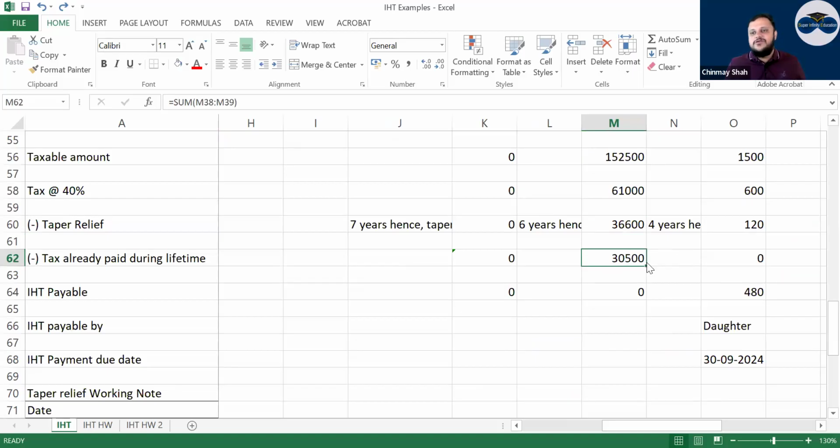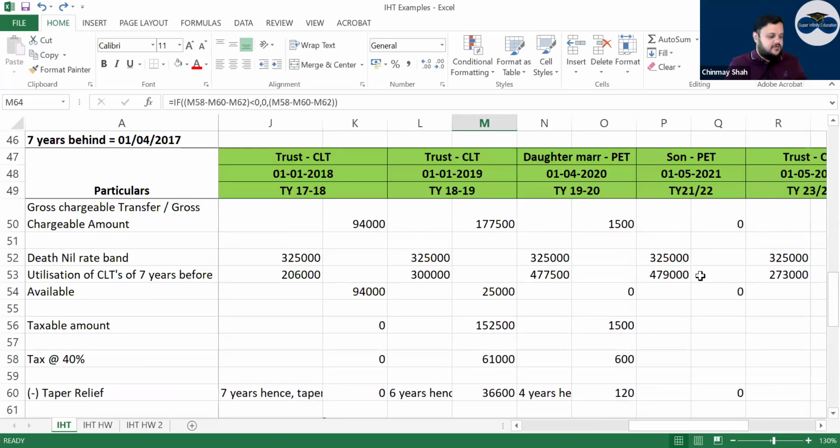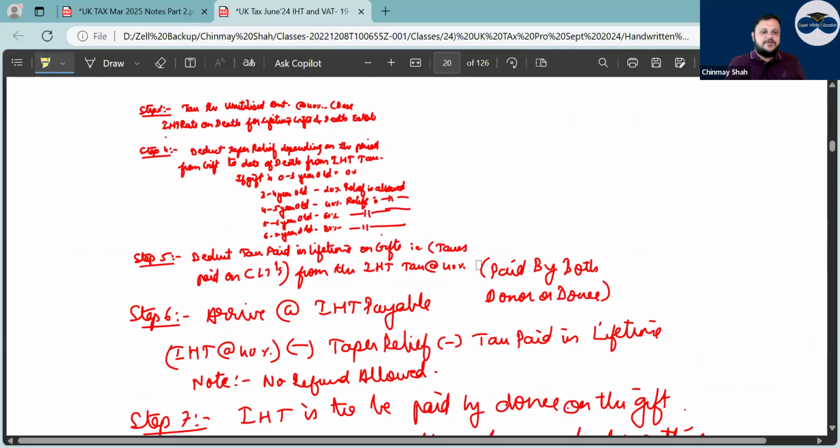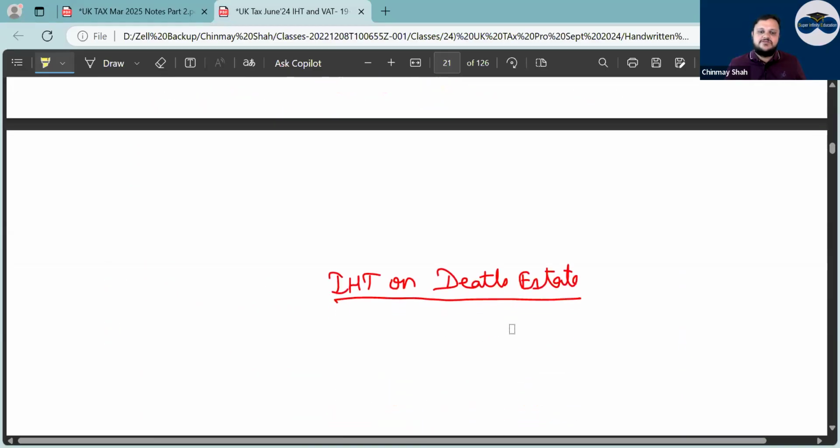Then you have what? Also from this, you have to deduct tax already paid during lifetime. If you have paid some tax in the lifetime, you don't need to repay the tax during death. So these two things are there, and there can never be a refund because of this. There can be tax payable, but no refund, right? So have a look, taper relief. Then deduct tax paid in lifetime on the gift from the IST at 40%, to arrive at IST payable. Correct, IST at 40% minus taper relief minus tax paid in lifetime. No refund allowed. IST is to be paid by the donee; the due date is 6 months from the end of the month in which the donor dies.